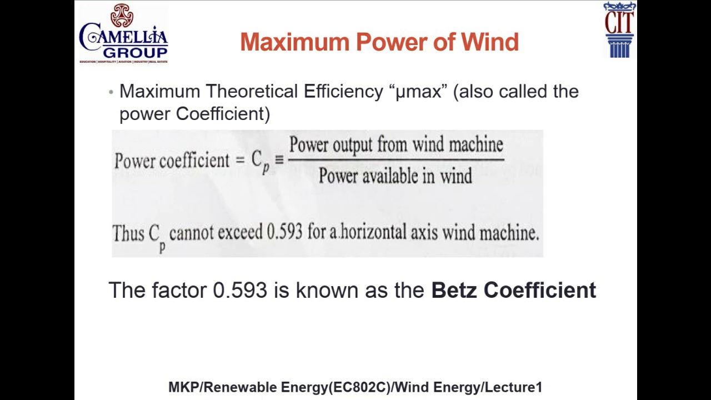We have shown there that the Cp or the power coefficient cannot exceed the value 0.593 for a horizontal axis wind turbine. We have shown that this value, this factor 0.593 or 59.3%, is also known as the Betz coefficient.